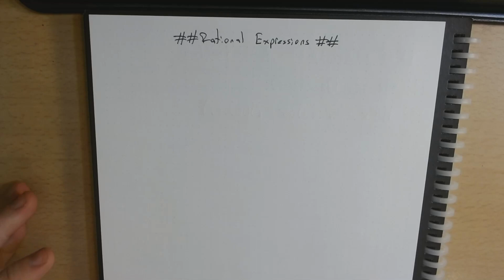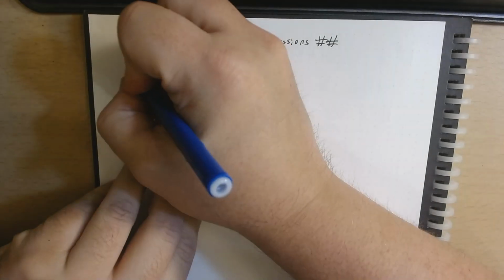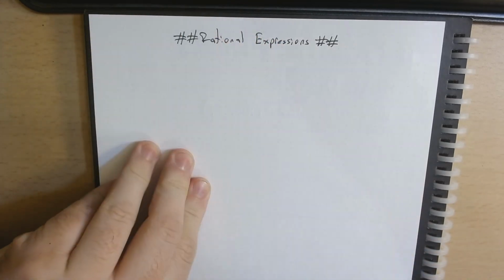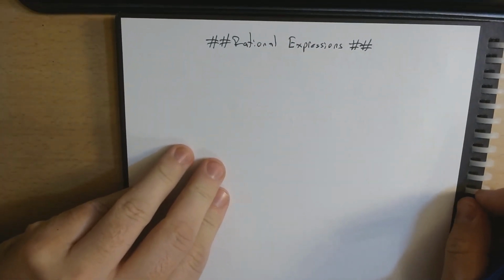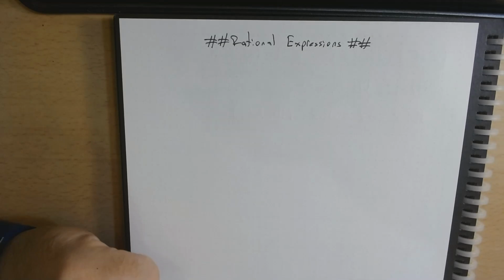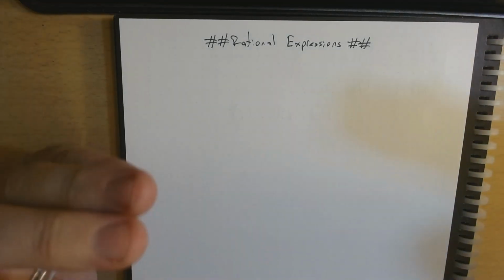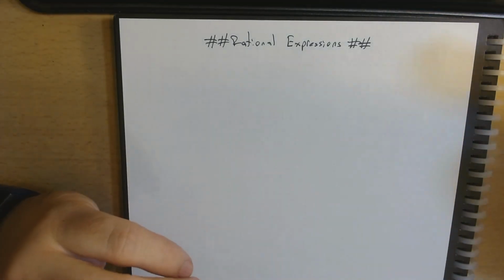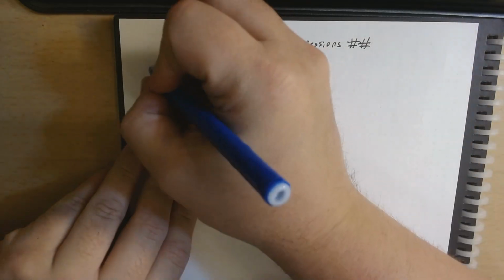So, rational expressions. What we're doing today is taking expressions, factoring, and then simplifying them, which is mostly just factoring practice. It's going to come up a little bit later though when we start doing graphing and stuff like that. So just some reminders.